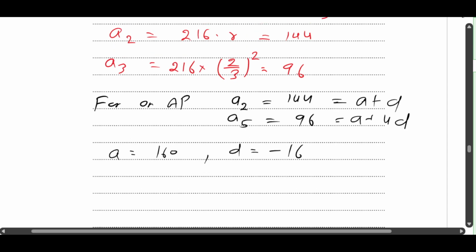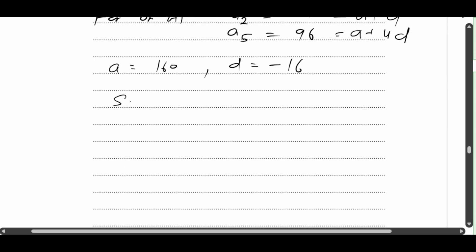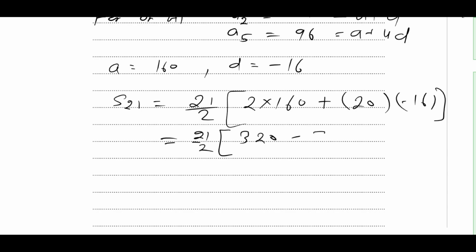Now we have to find sum of first 21 terms. That's 21. So sum of 21 terms is 21 divided by 2, 2 times first term plus n minus 1, that is 20 times D. Now D is what? Minus 16. So this is 21 divided by 2 into 320 minus 320. So what you get? The sum you get as 0. Great.